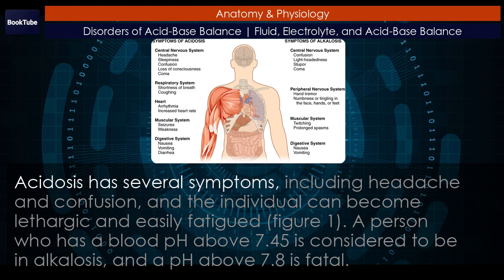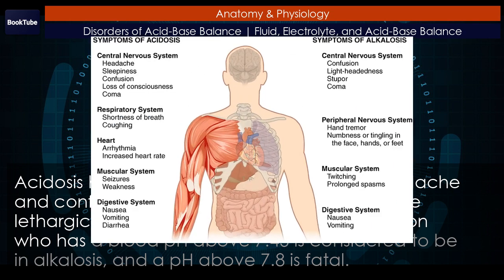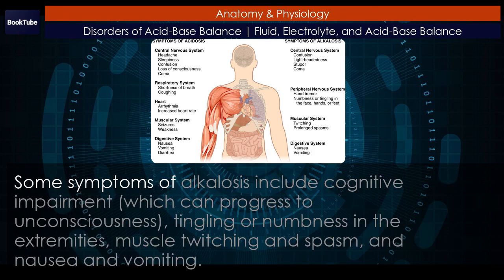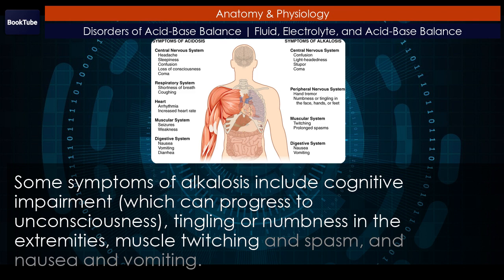Acidosis has several symptoms, including headache and confusion, and the individual can become lethargic and easily fatigued. Figure 1. A person who has a blood pH above 7.45 is considered to be in alkalosis, and a pH above 7.8 is fatal. Some symptoms of alkalosis include cognitive impairment, which can progress to unconsciousness, tingling or numbness in the extremities, muscle twitching and spasm, and nausea and vomiting.